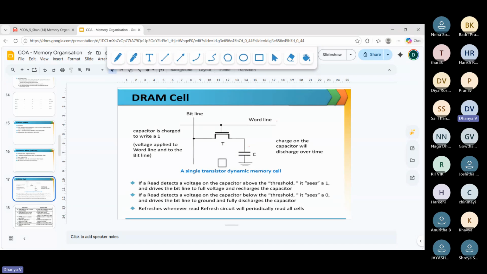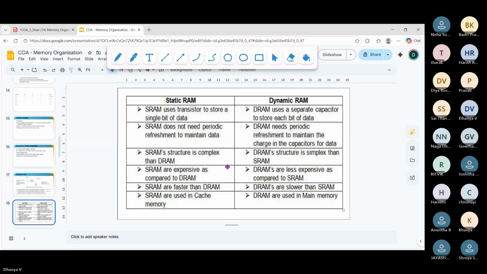But here, refreshing your capacitor still takes some amount of time. That is why this is not really as efficient as SRAM. But it only takes up one transistor per bit, while SRAM takes 6 transistors per bit. So in terms of hardware complexity and hardware cost, it's still higher in SRAM. This is the trade-off essentially. Now to see the difference between them.